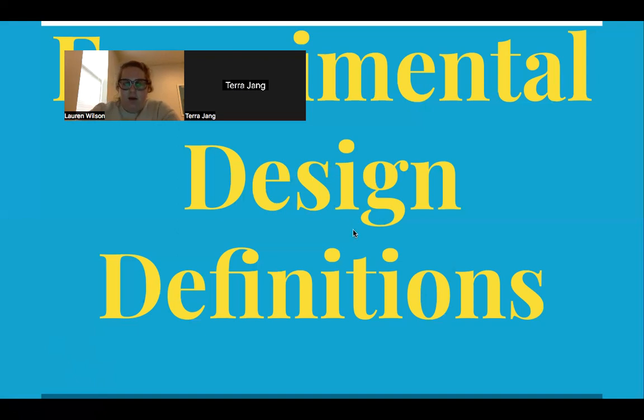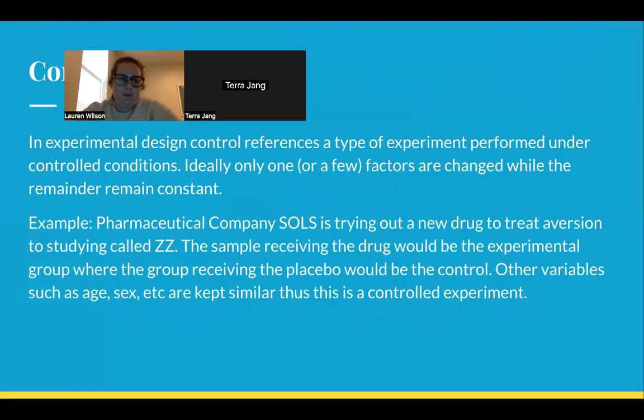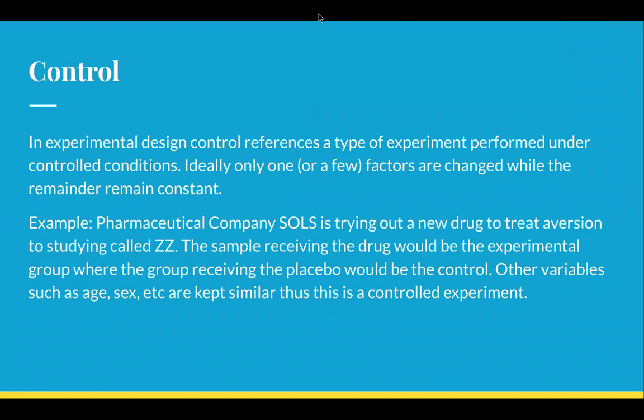So the first talking point, the key learning objectives, were about experimental design. So control. In experimental design, control references a type of experiment where we control for all conditions, ideally, except for one or a few factors that we're trying to learn more about. So an example would be if a pharmaceutical company is trying to test out a new drug. They're going to want to control for all miscellaneous factors as much as they can, except for the drug.